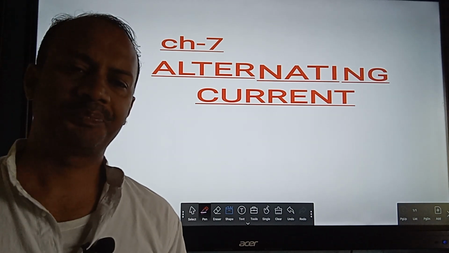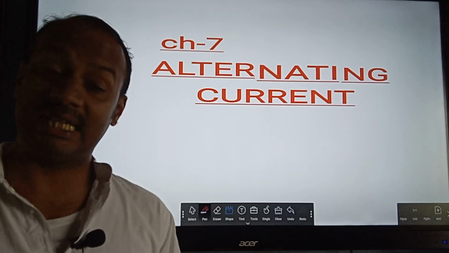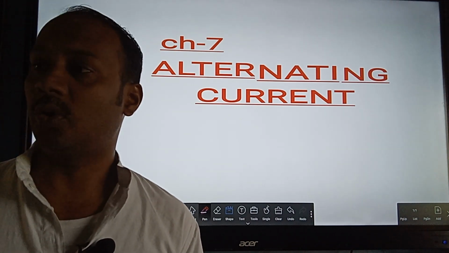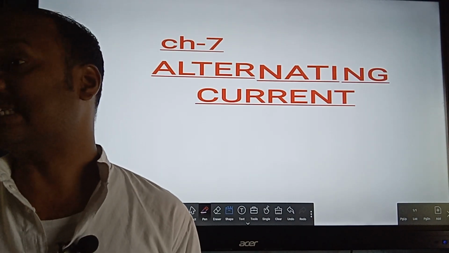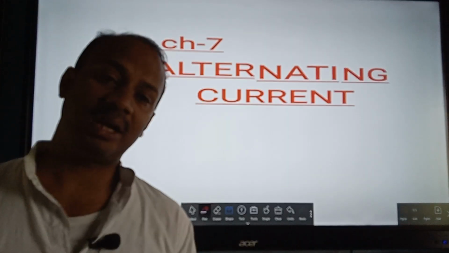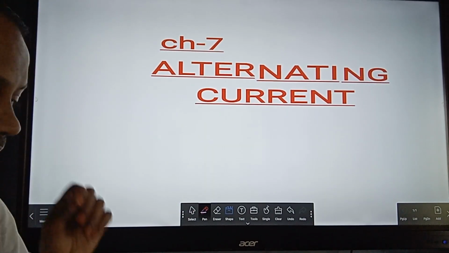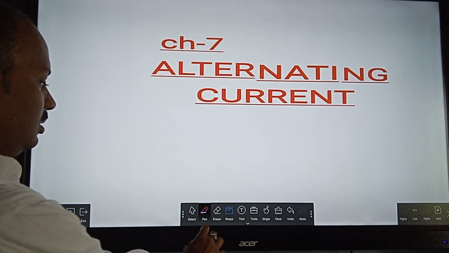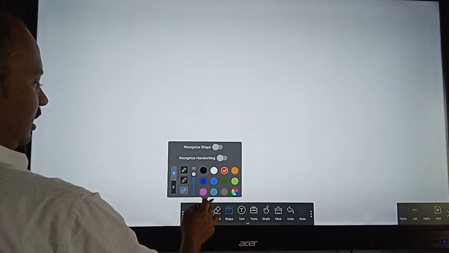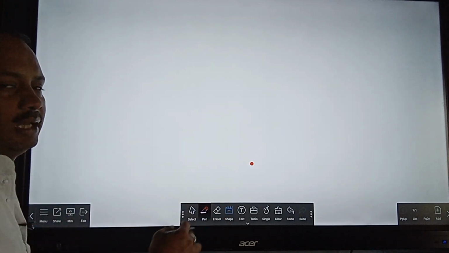So a current whose magnitude changes continuously and there is a change in direction after regular interval of time is called alternating current. This is the definition of the alternating current.